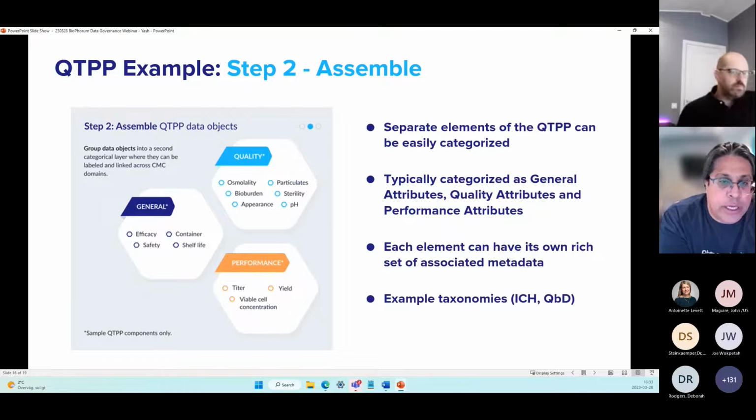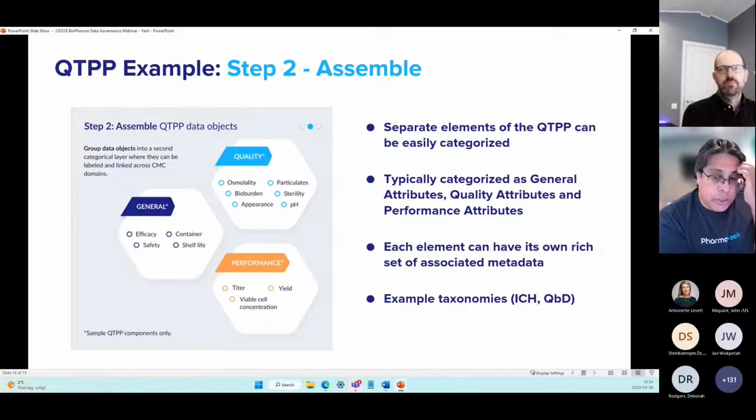And so now we go to step 2 to do this assembly. This is an example of starting to organize and put context around data. So you have all these separate requirements in a quality target product profile, and now you start to organize them. And here's a common example where you define the general attributes of the product, specific quality-related attributes, and specific performance-related attributes. And so now, with requirements being individually atomic, you can easily categorize them separately, and then each element is going to have its own set of associated metadata.